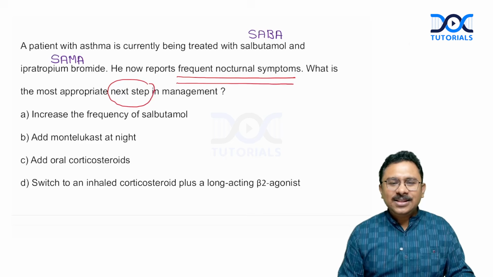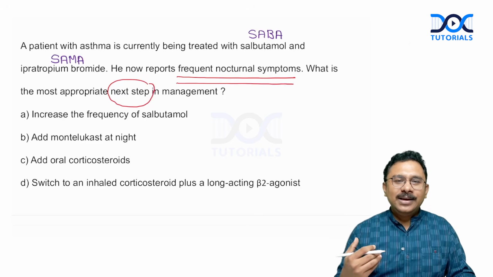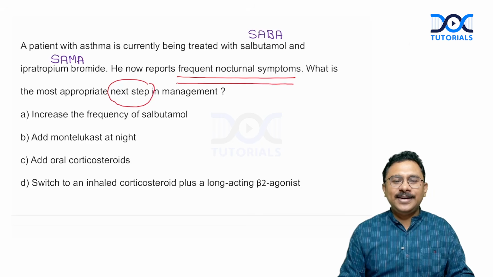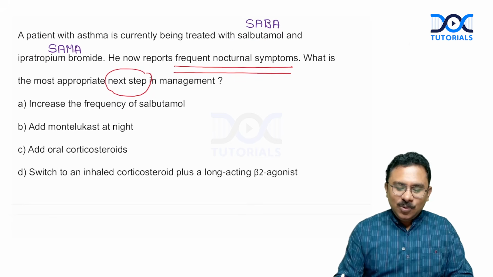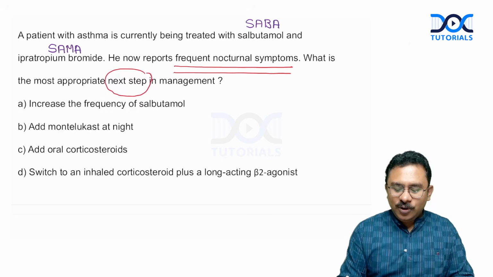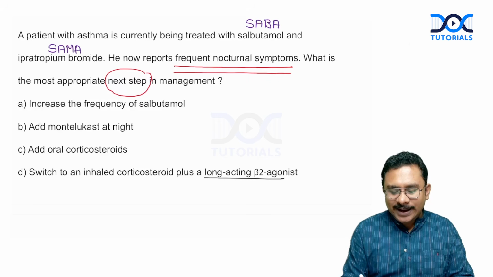Is it increasing the frequency of salbutamol? Is it adding montelukast at night? Is it adding oral corticosteroids? Or is it switching to an inhaled corticosteroid plus a long-acting beta-2 agonist? What do you think has to be done? Now, that is what you have got to do. You have to go for an ICS-LABA combination.